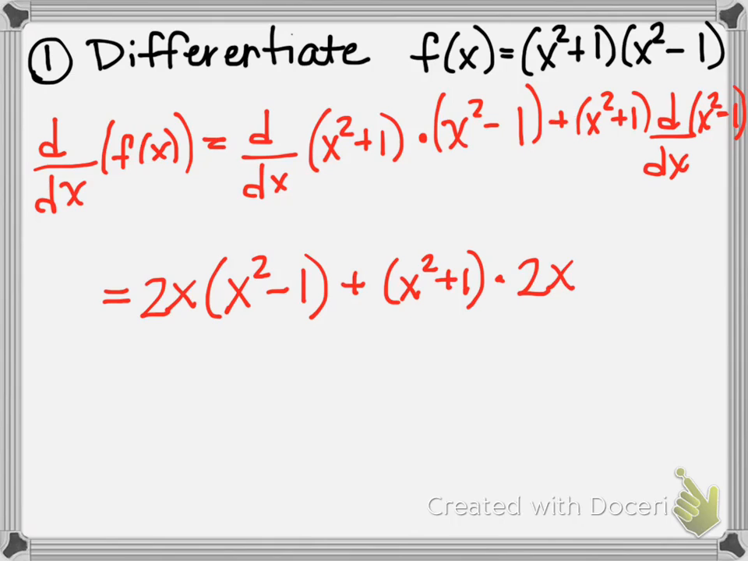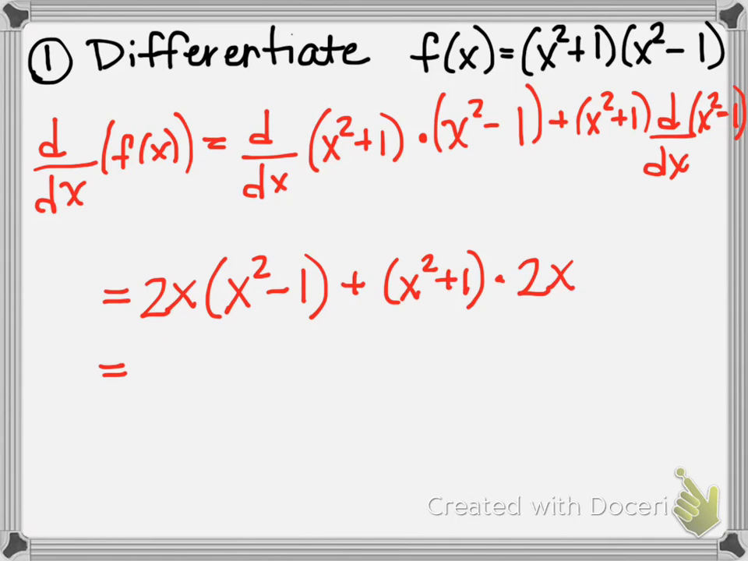Now, if you remember, in class, we got 4x cubed as the derivative of this product because we multiplied it out. We distributed x squared plus 1 and x squared minus 1. And we got that the derivative was 4x cubed. It should not matter how you take the derivative. The answer should always be the same. So let's check. Let's go ahead and expand and make sure we do get the same answer.